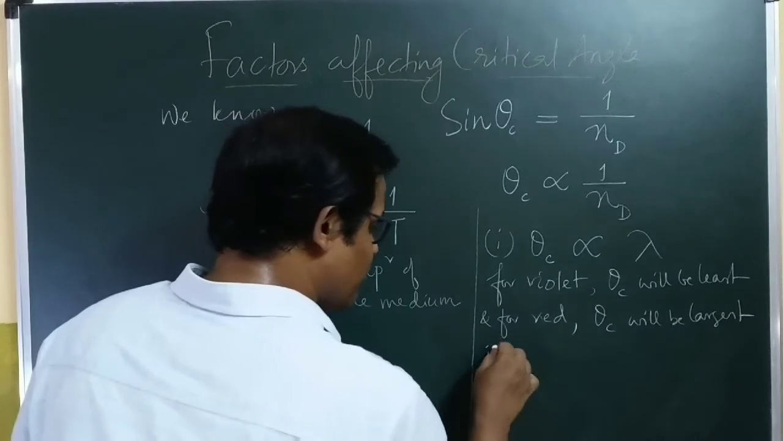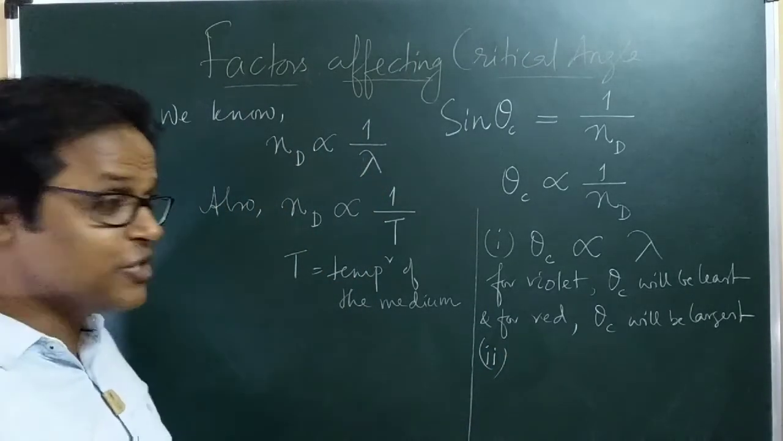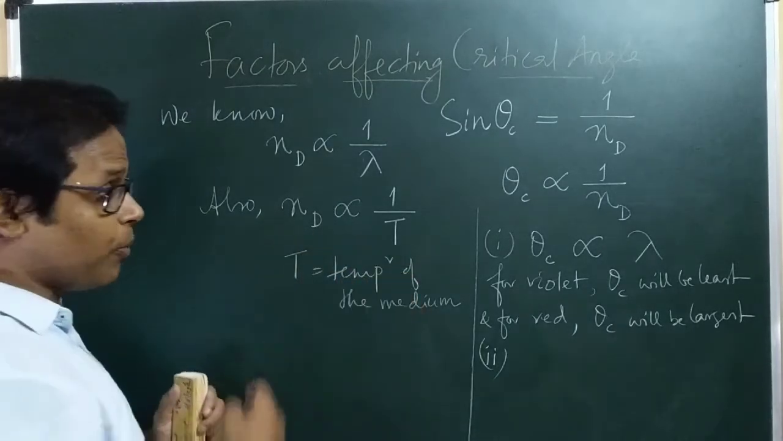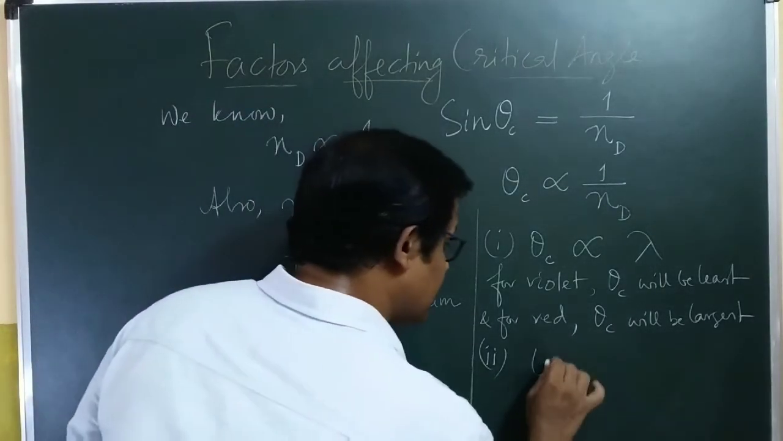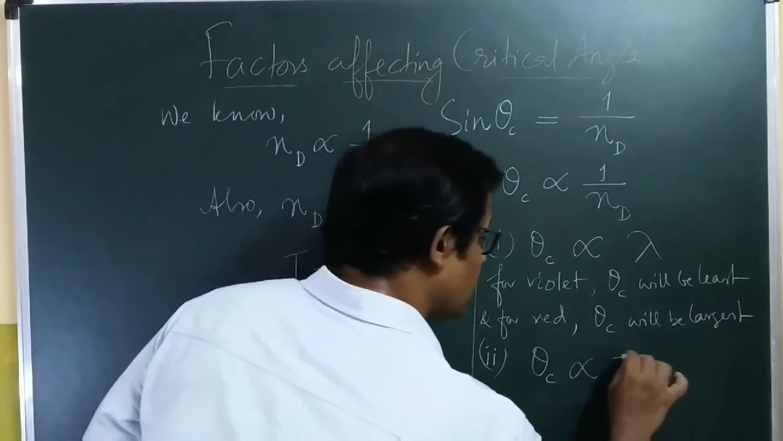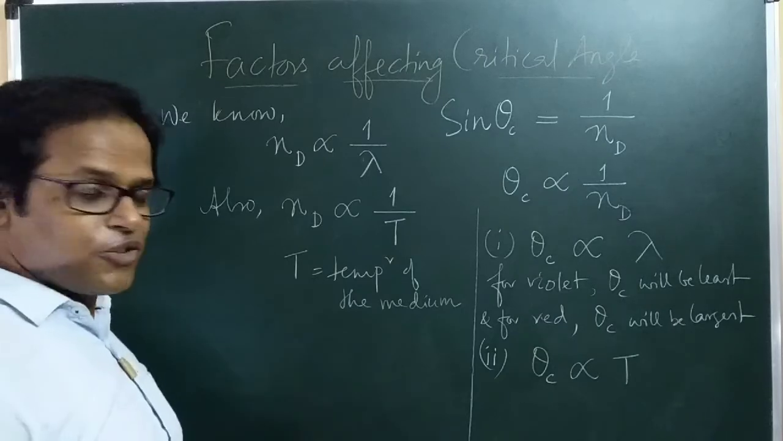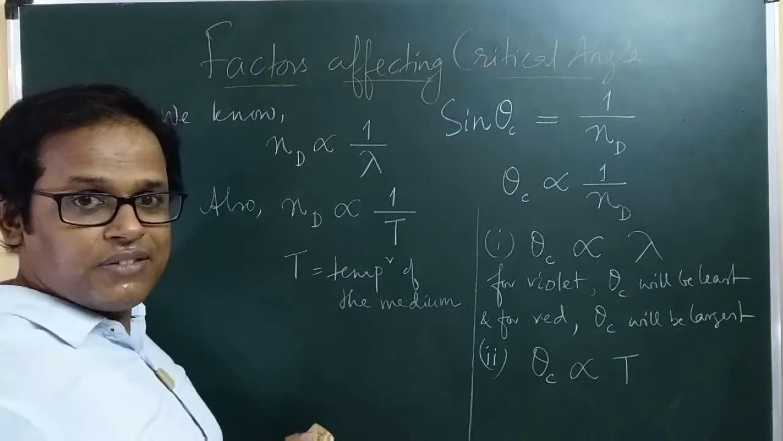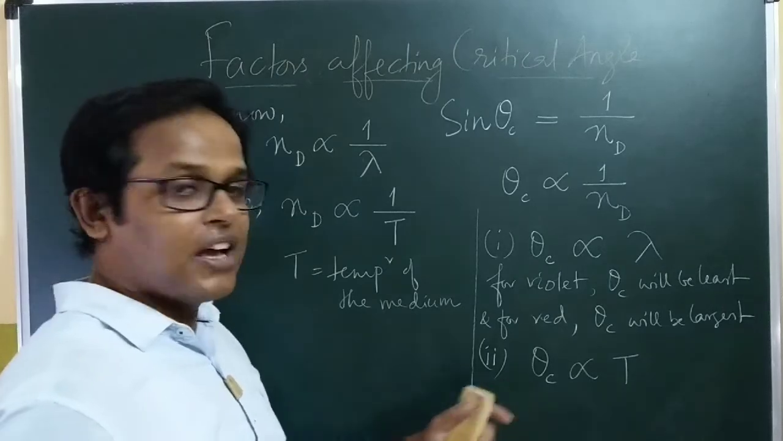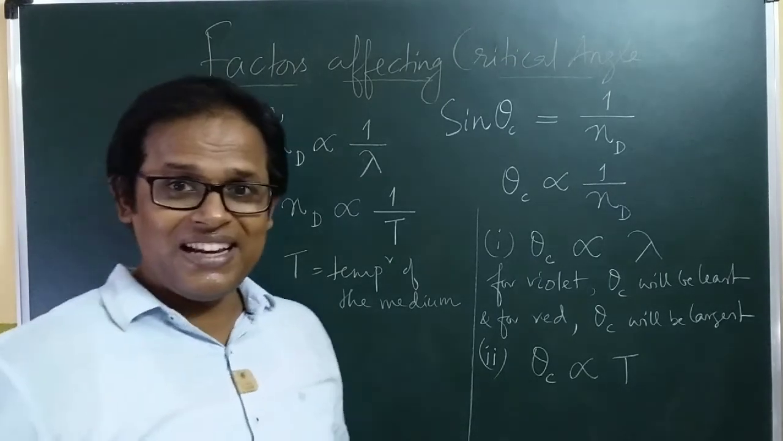And the second conclusion, what I was talking about, is the dependence of refractive index on the temperature of the medium. We can easily see that it is again inversely proportional to the temperature. So we can say the critical angle of incidence will be directly proportional to the temperature. It means that the larger the temperature of the medium, the lesser is the refractive index. The lesser the refractive index of the medium, the larger will be the critical angle of incidence. Hope I am very clear.